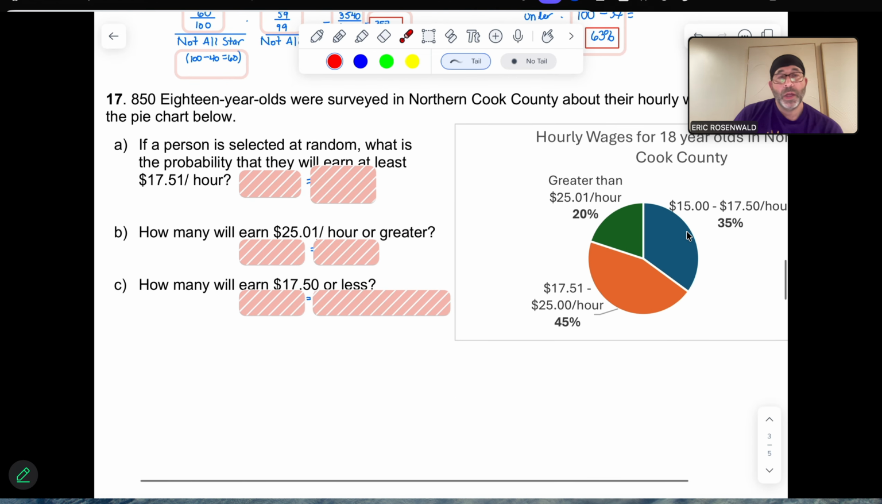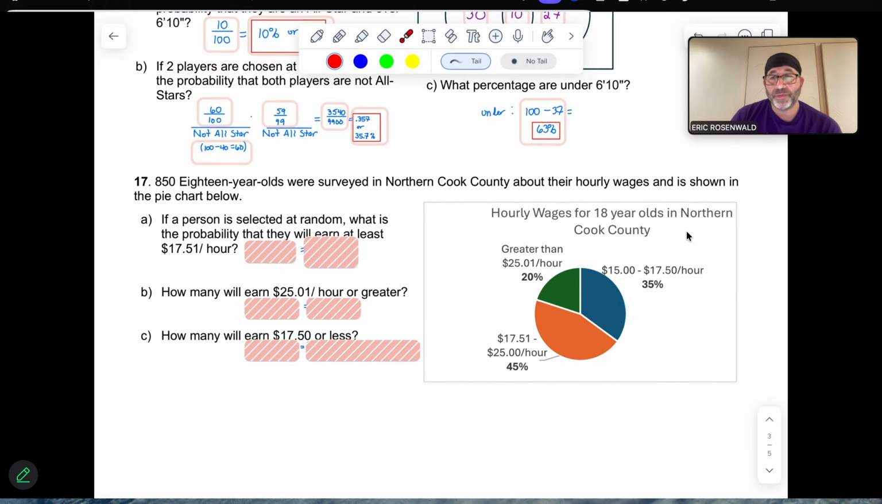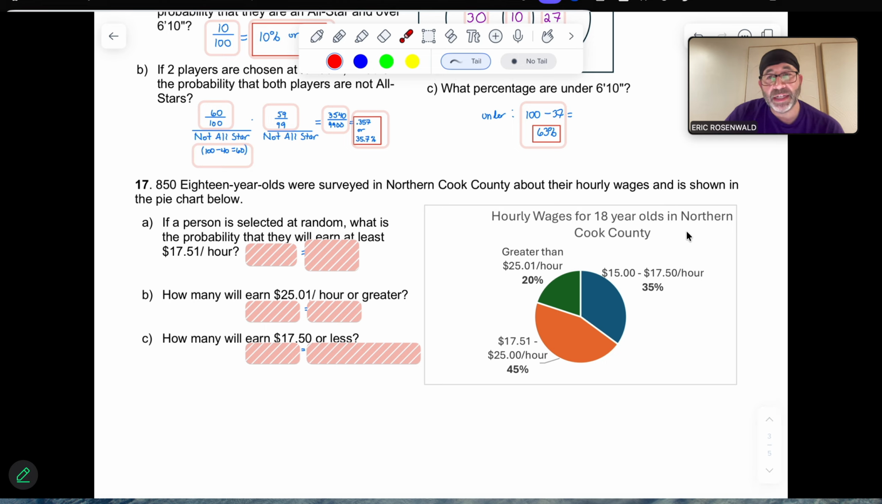Okay? All right, let's look at a pie chart. There's 850 18-year-olds who were surveyed in northern Cook County about their hourly wages, and it is shown in the pie chart below.